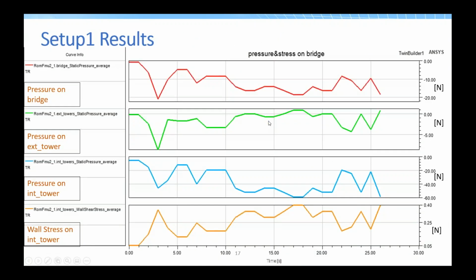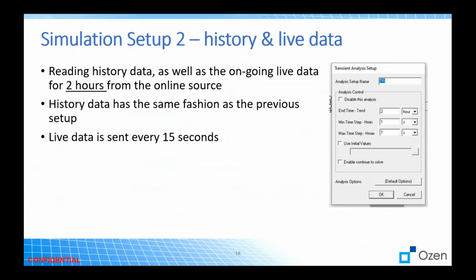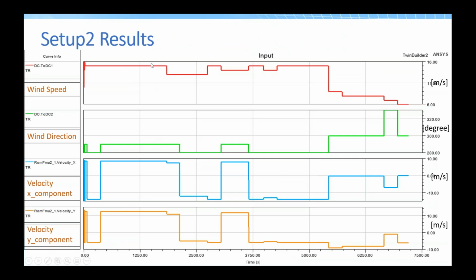We have a lot of setups. One of the setups is that we ask the Twin Builder to read the history data on the online website for the past 2 hours, and we ask the Twin Builder to acquire additional data as the website is updating. The live data is sent in every 15 seconds, and as you can see, this is all the inputs into the Twin Builder.